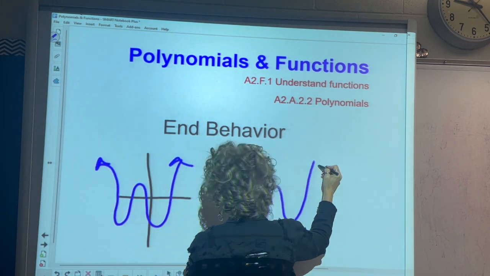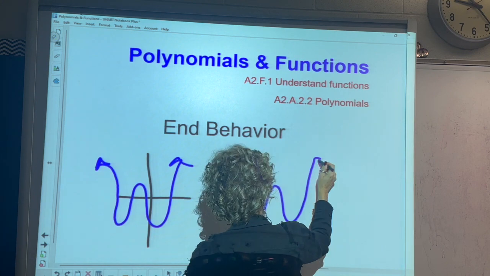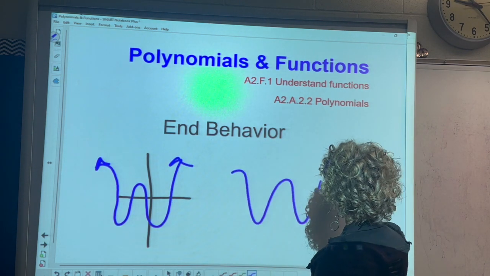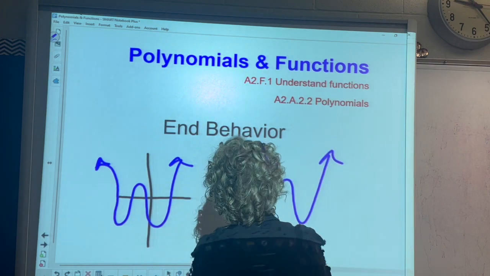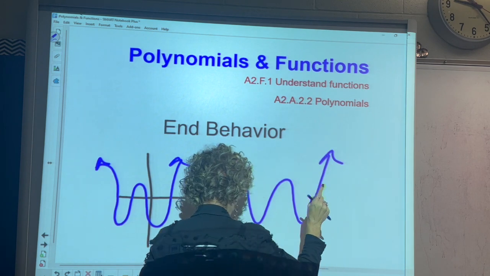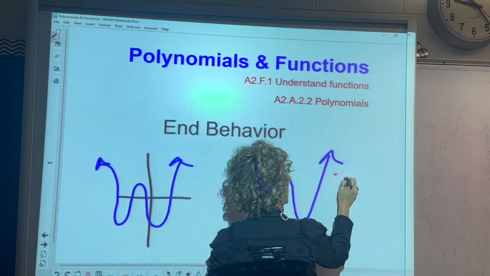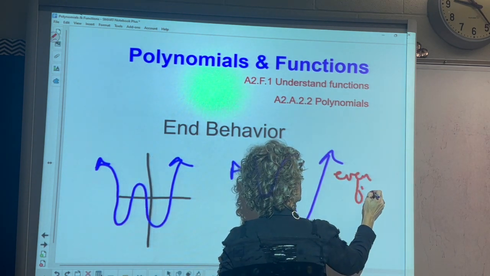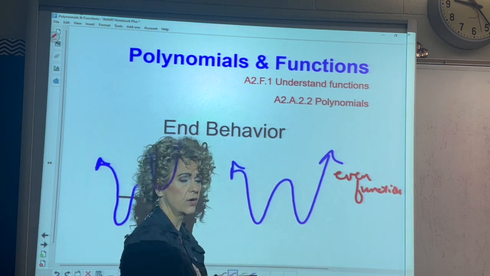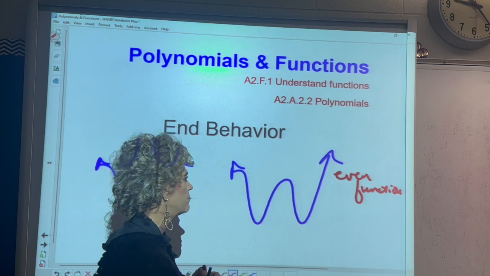I was going to try to reproduce it, I can't. There we go. Okay, my graph's ends. I'm just looking at the ends. Both of these ends are in the same direction, so this is an even function. I don't know if it's to the 4th, to the 6th, to the 8th, don't care. I have an even function at the moment.